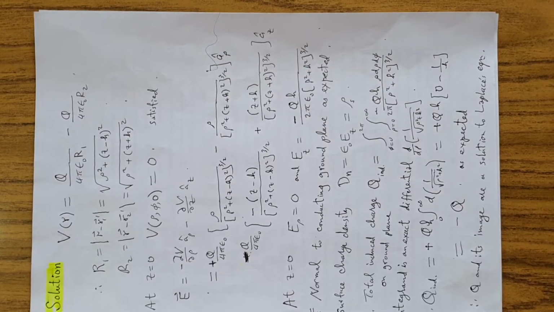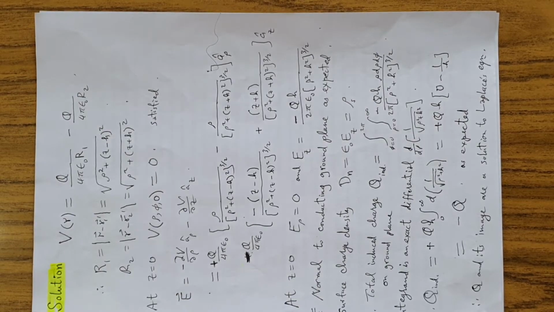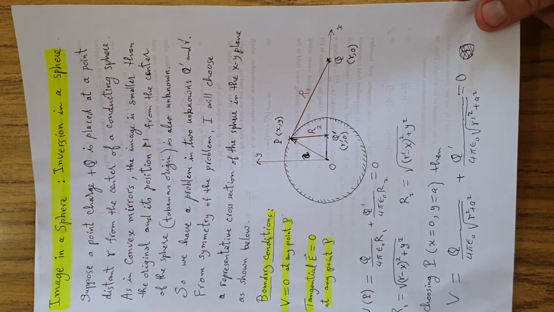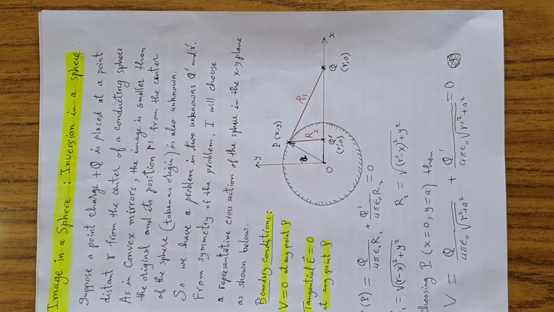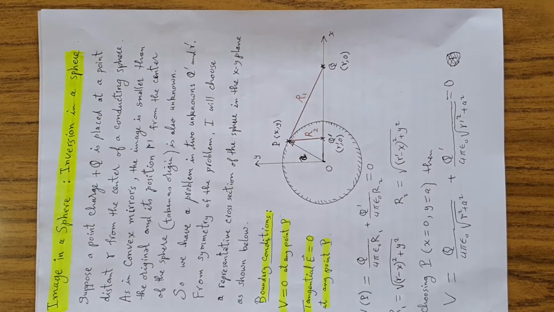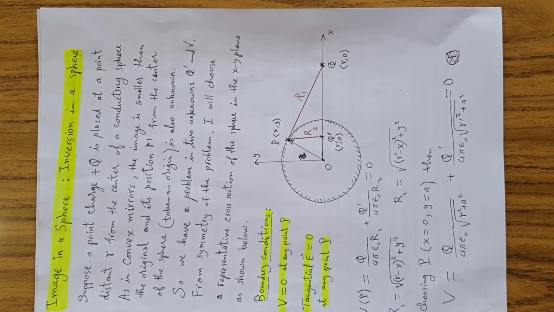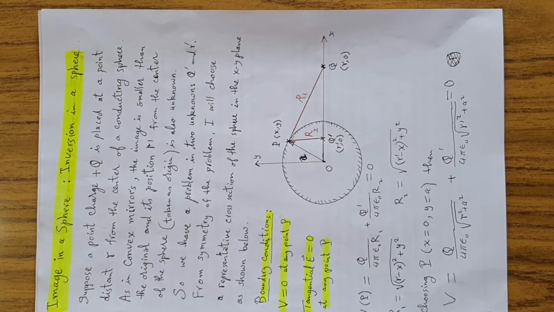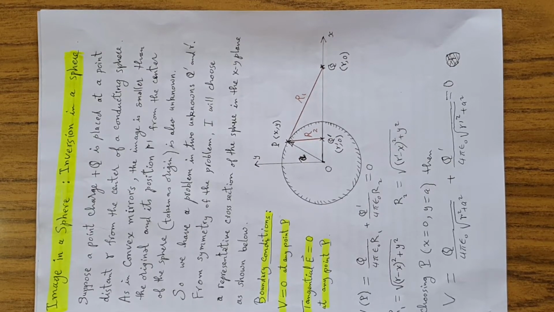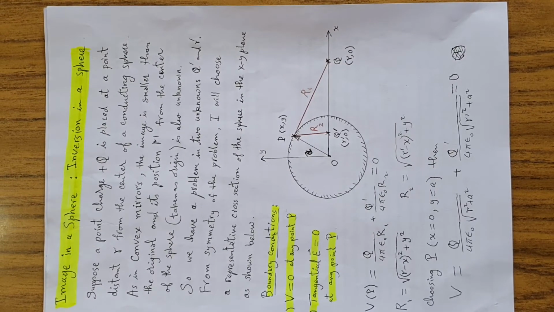So q and its image are a solution to Laplace's equation. Well, next, let us take up the problem of images in spheres. Image in a sphere, and we will reach a relationship called inversion in a sphere. Suppose a point charge plus q is placed at a point distant r from the center of a conducting sphere, as shown in the figure. The sphere has radius a.